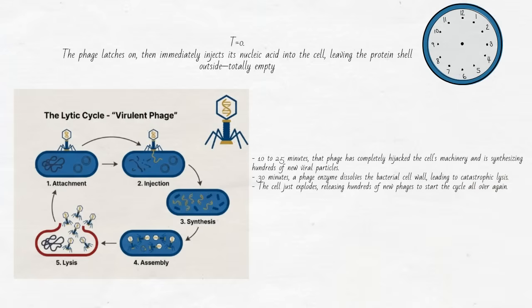It's a literal blitzkrieg, and you can actually see this devastation in the lab. If you put a single phage on a lawn of bacteria, you'll see a plaque, a visible clear spot where that one particle has destroyed millions of cells in just a few hours. But not all phages are immediately destructive.